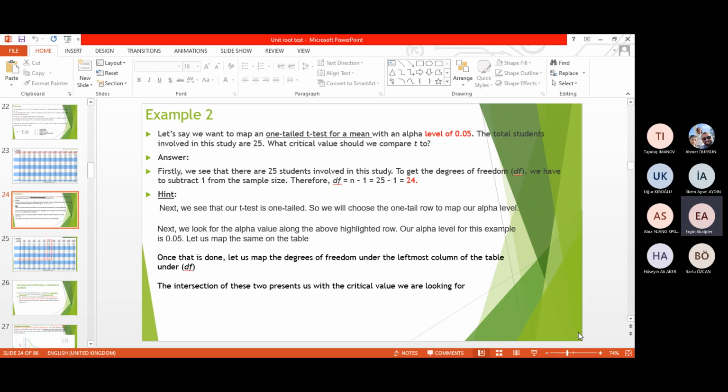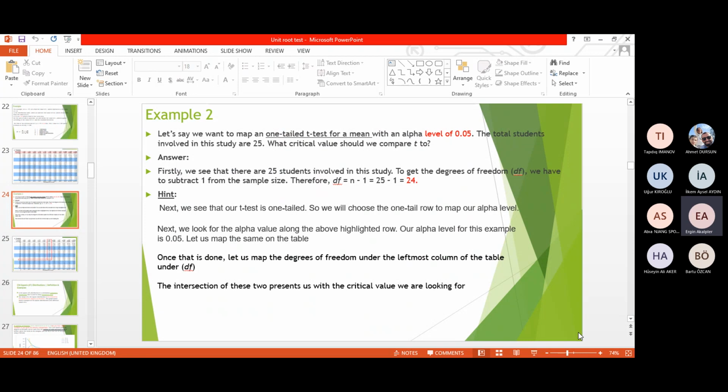I'm going to upload these PowerPoints and videos also to you. Then you will read and watch and understand better, because these things I wrote especially for you, to be able to understand step by step what we are doing. Anyway, we look for the alpha value along the above highlighted row. Our alpha level for this example is 0.05.